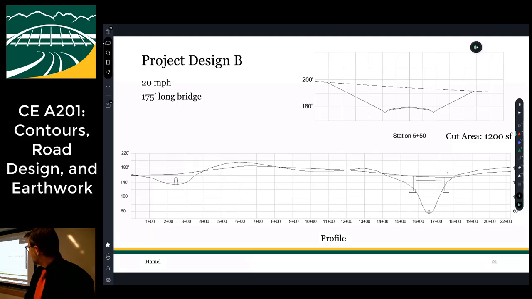You can kind of see that I'm following the land much more closely. I've got a balance, if you will. I've got some cut and some fill, not just huge amounts of cut. I've got a much shorter bridge. I've got some fill here because it's steeper. My bridge ends up being higher and taller.